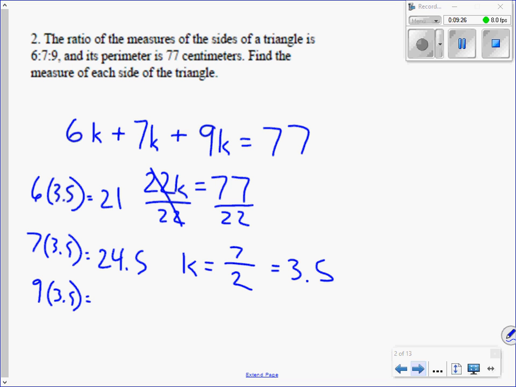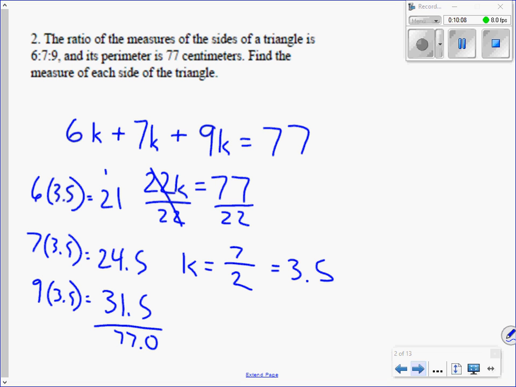And then 27, 31 and a half. Check my multiplication. But when you add these 3 numbers up, you get 77. So a 21, 24 and a half, 31 and a half, those 3 sides do add up to 77. So I have a perimeter of 77. Those 3 numbers are also in a ratio of 6 to 7 to 9 with a scale factor of 3.5.